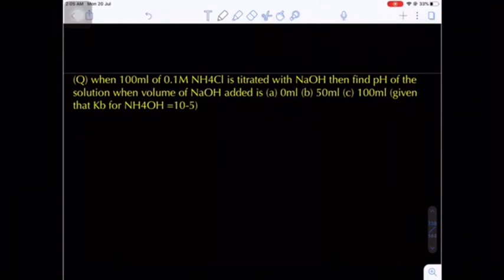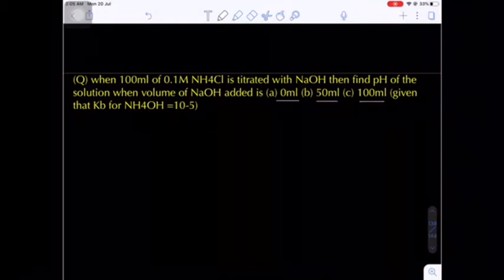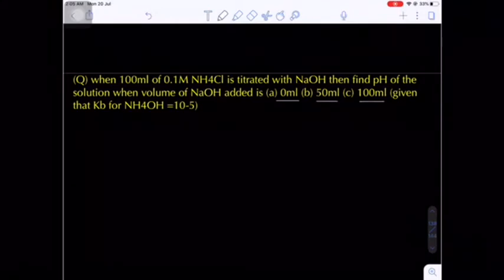Now there is one question given here. What is the question? 100 ml of 0.1 molar NH4Cl is given and titrated with NaOH. Here also different volumes of NaOH are added: 0 ml, 50 ml, and 100 ml.